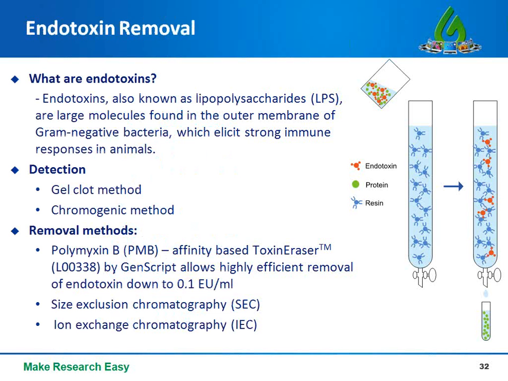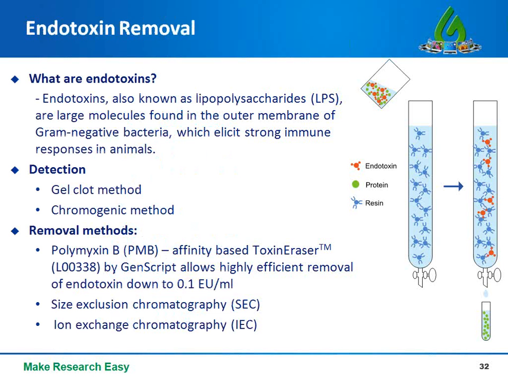Endotoxin is one type of the impurities present in the protein samples. Endotoxins, also known as LPS, are large molecules found in the outer membrane of gram-negative bacteria, which elicit strong immune responses in animals. To measure endotoxin levels in the protein sample, either gel clot method or chromogenic method can be used. Both methods are using known concentration of endotoxin to set up the standards and then measure either the cloudiness or color to determine the endotoxin levels in the samples.